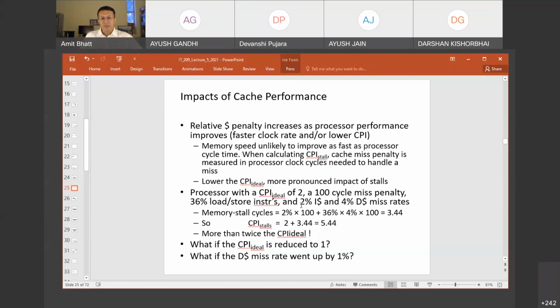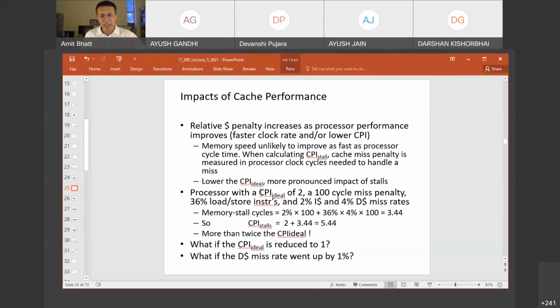I'm using a processor with an ideal CPI of 2. That means it takes 2 cycles to complete one instruction. Probably your work is too fast, so you have divided your stages in such a way that it takes 2 cycles to finish one piece of work. It is spending double the amount of time for a thing. So this is the ideal CPI. Now, this is an important example.